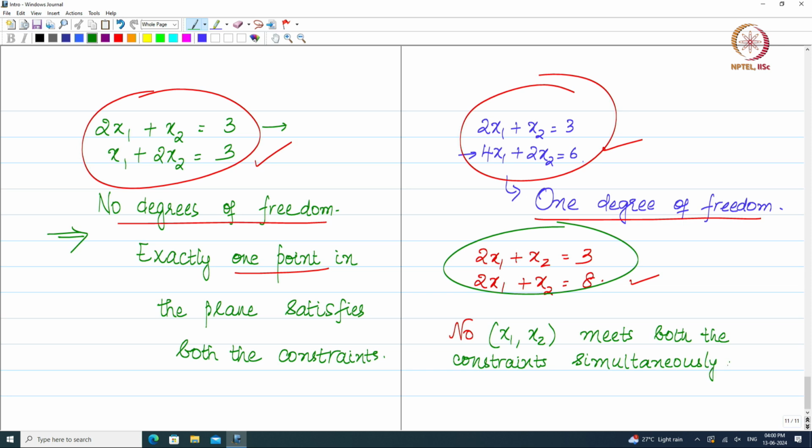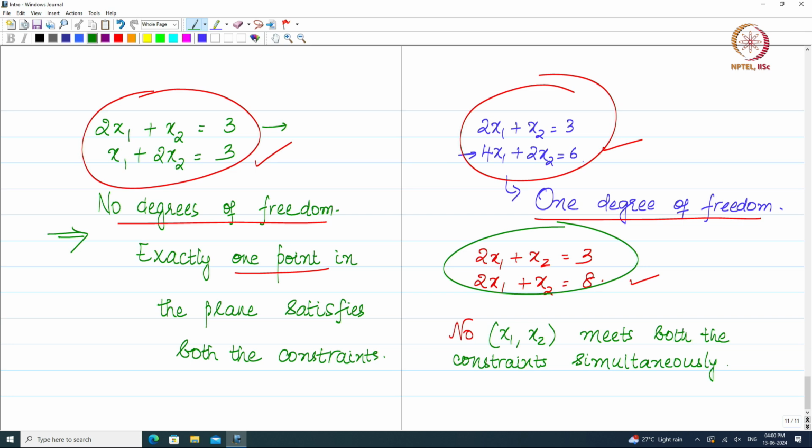Is that clear? This is something which we need to interpret in terms of degrees of freedom. Whenever you have constraints which are so tight that you get a unique solution, that is the only set of x1, x2 which is going to satisfy all the constraints, you have lost all the degrees of freedom.